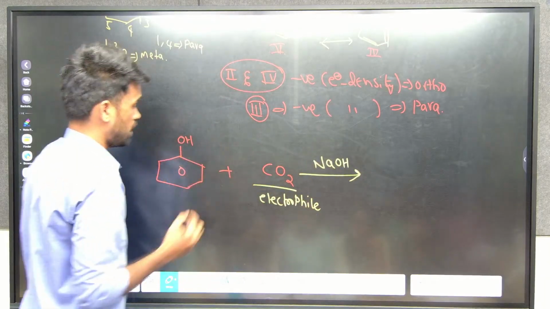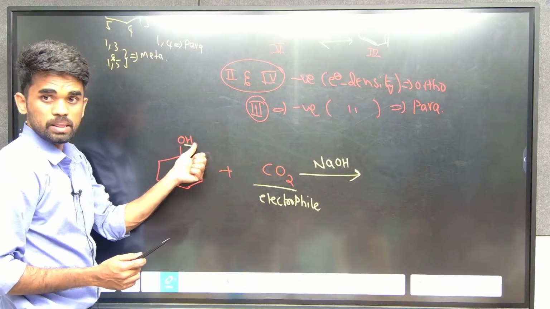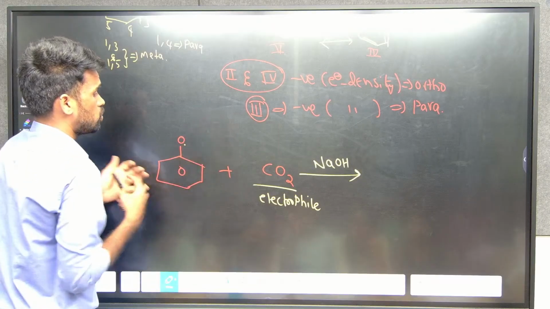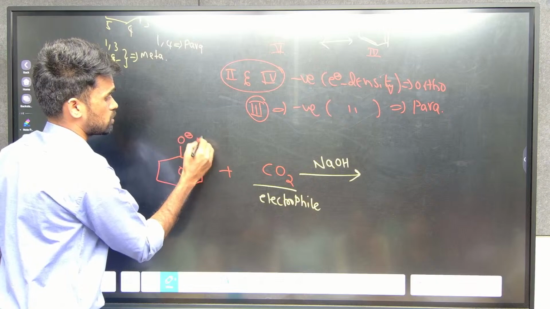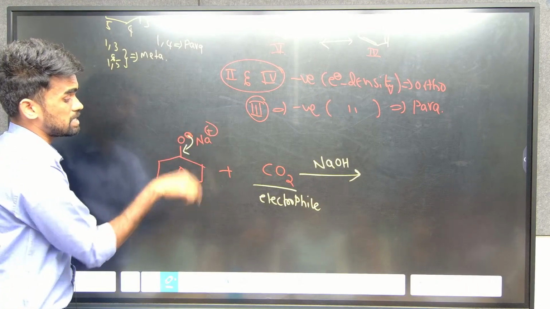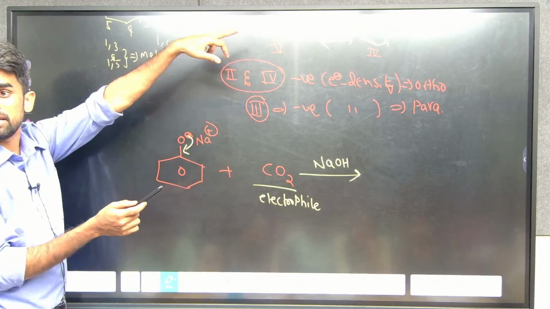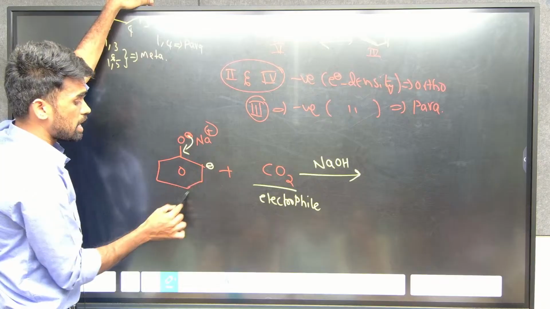Yes or no? So now tell me, this base abstracts the acidic proton, and it becomes a phenoxide ion, like sodium phenoxide ion. So the negative charge is there. It will increase the electron density at which positions? Like negative charge, where have you seen it? Either at ortho or at para.